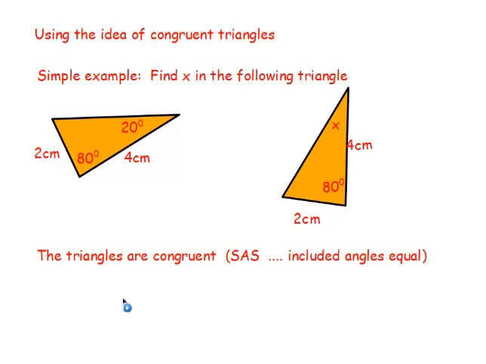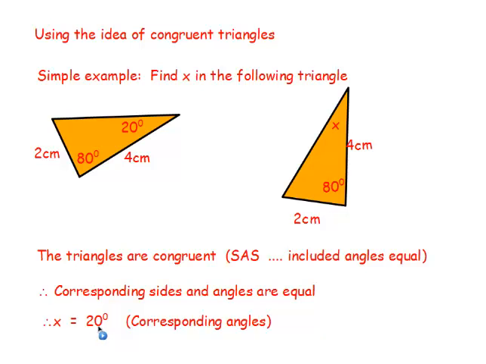So, since we know they're congruent, we know that all corresponding sides and angles are equal. And clearly, this angle corresponds to this one, and therefore must have the value of 20. They're in corresponding positions. That's a very simple use.